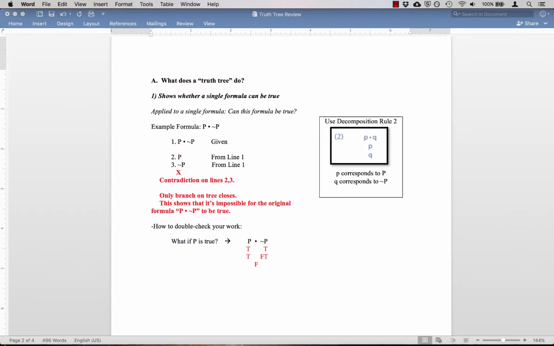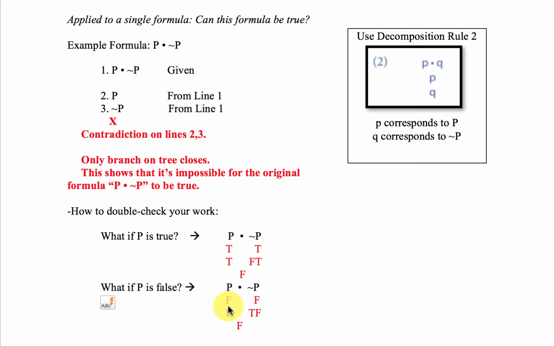What about if P is false? We can easily recreate that possibility as well. So if P is false, then the left side of the conjunction is automatically going to be false, and that's going to make the entire formula false, even though the right side does come out true.